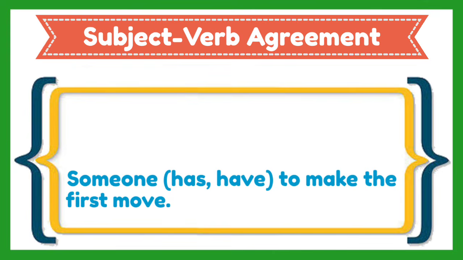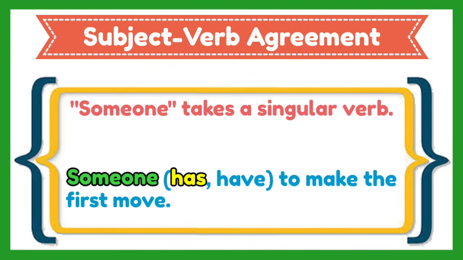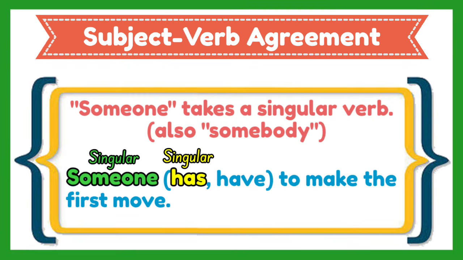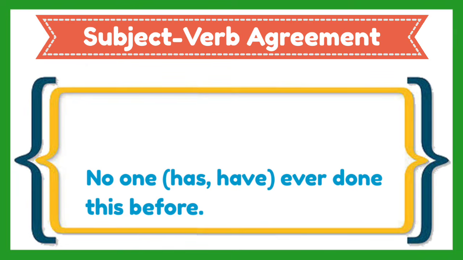Next, someone have to make the first move. The correct answer is has, because the indefinite pronoun someone is singular, so it has to take a singular verb. The same rule applies to the indefinite pronoun somebody. Clear?